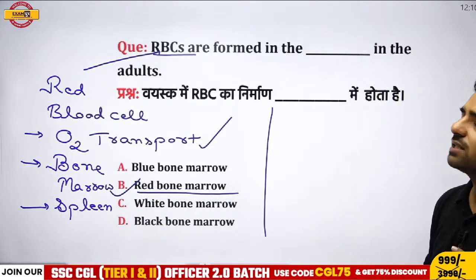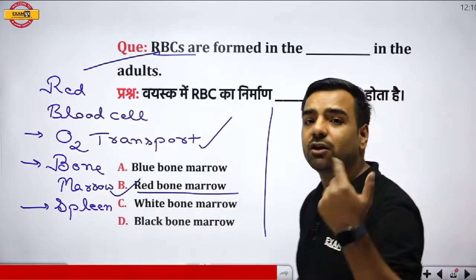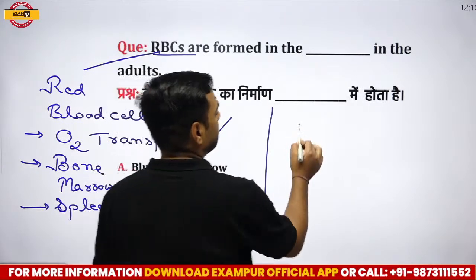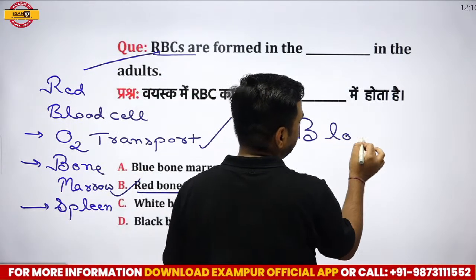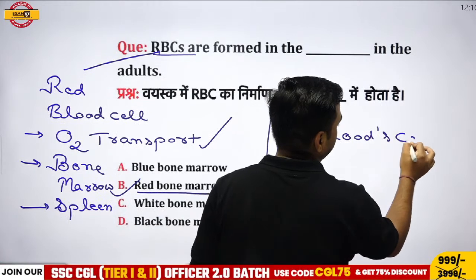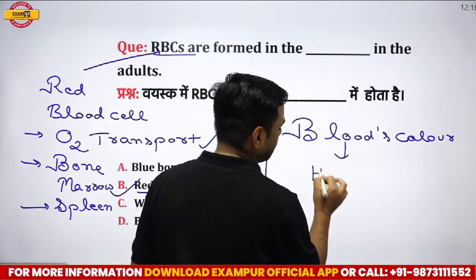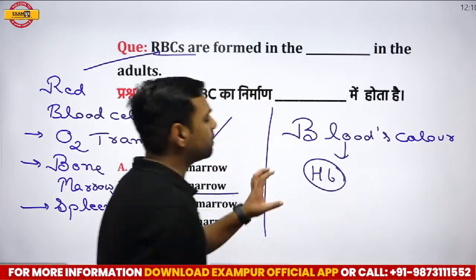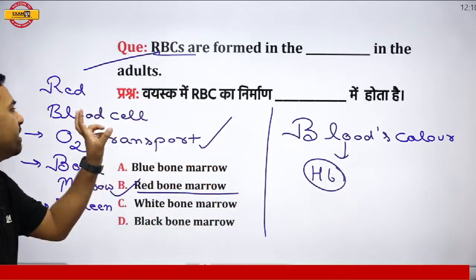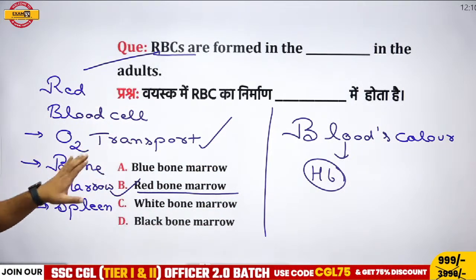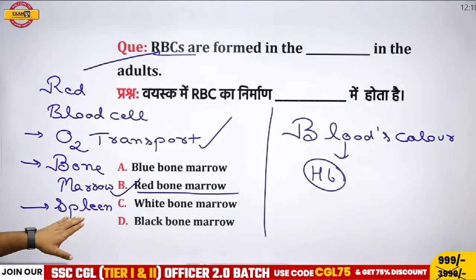If someone asks you about this red blood cell, why is the color of blood red? Please remember, blood's color is red because of the presence of hemoglobin. RBC is used for oxygen transportation. It is formed in bone marrow and it dies in the spleen.